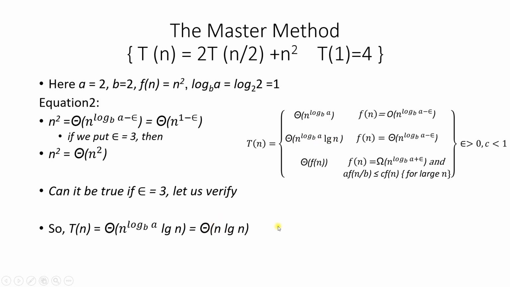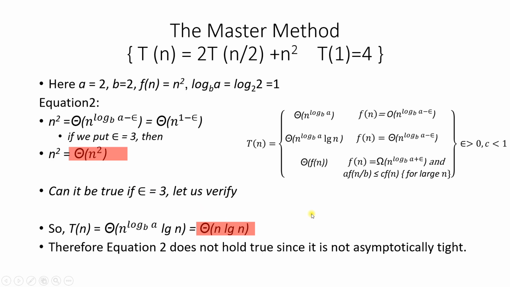Here we have a problem. How? We cannot have this, because these are not equal. Theta n square is not equal to theta n log of n. These two are not equal. Hence it is not asymptotically tight, and equation 2 does not hold true. The master method equation 2 does not hold true for the given problem.